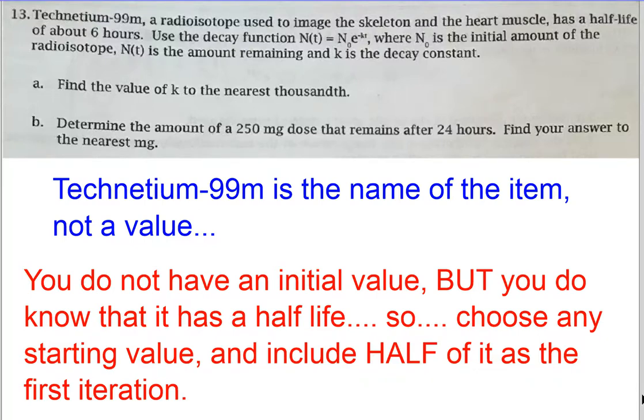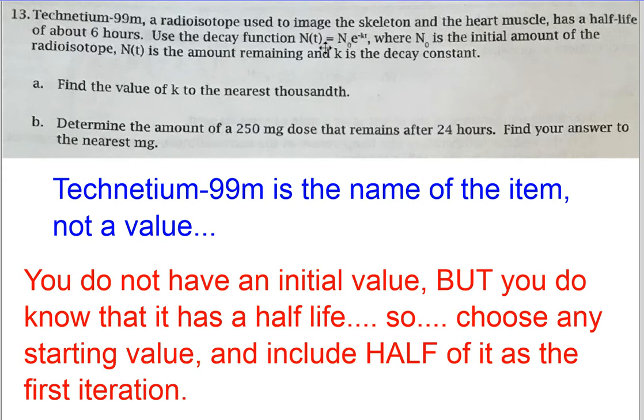Okay, so let's take a look at these applications of exponential functions. In this problem, they're talking about a radioisotope, and it's a little bit misleading because the name of the radioisotope has a number in it, but that's actually just the name of the item. It's not a value that you're going to use. So this number 99 has nothing really to do with the formula. The formula asks you to find the number of milligrams that are left in a radioisotope after the initial value has gone through some iterations of half-lives.